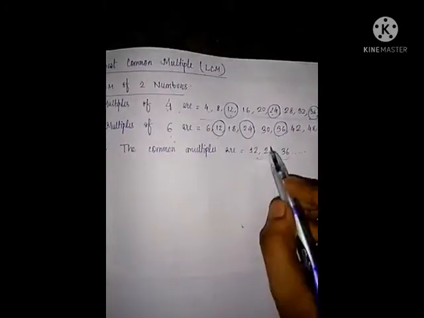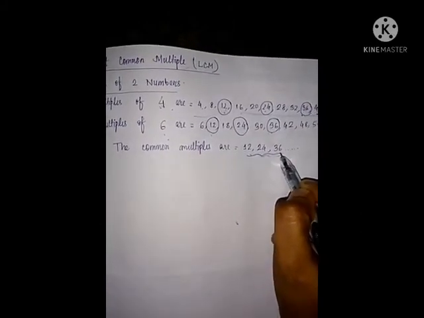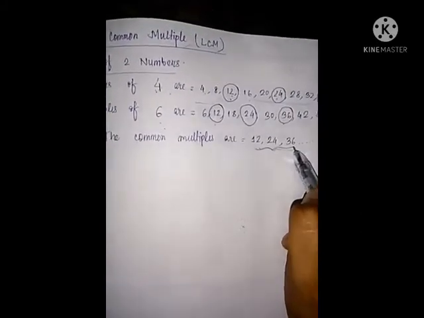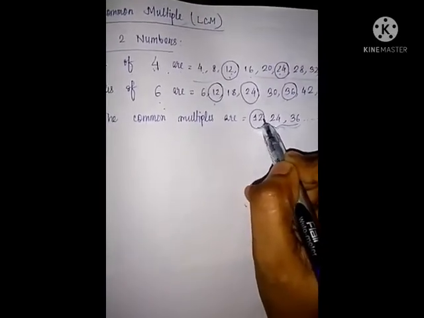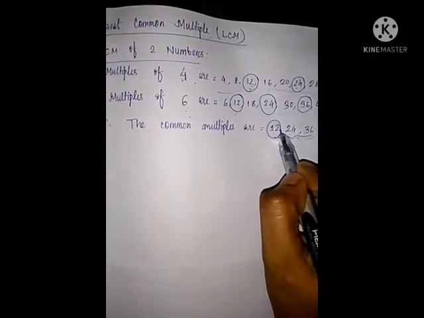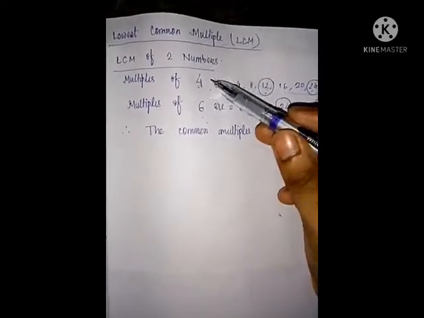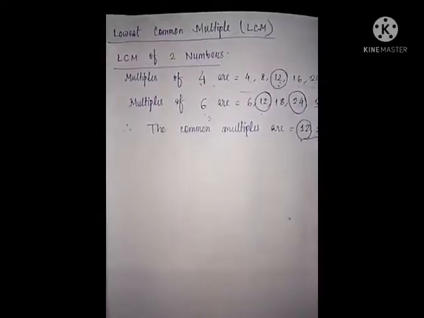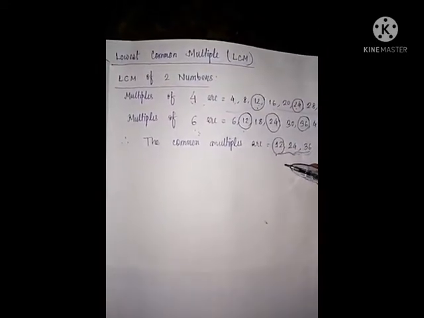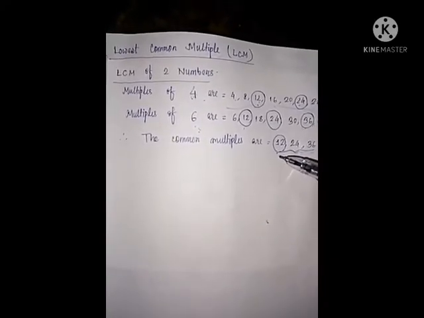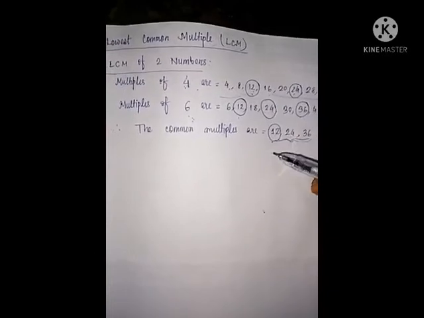Now see, out of these common multiples, which is the lowest? Lowest or least, which is the lowest? 12. Therefore, this is the LCM of 4 and 6. Okay, so that is how we can find the LCM of two numbers by listing the multiples.